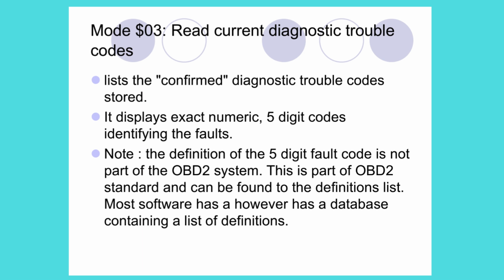Mode 3. Read current diagnostic trouble codes. This lists the confirmed diagnostic trouble code stored in the control unit. It displays the exact numeric 5-digit codes identifying the faults. Note, the definition of the 5-digit code is not part of the OBD2 system. This is part of the OBD2 standard and can be found on the definitions list. Most software, however, has a database containing a list of the definitions.